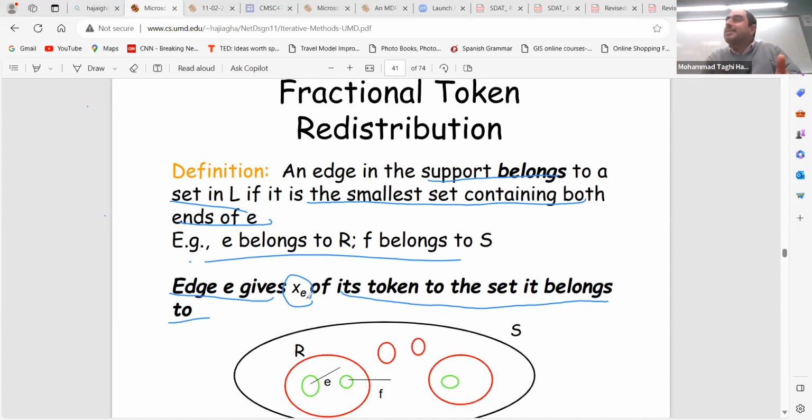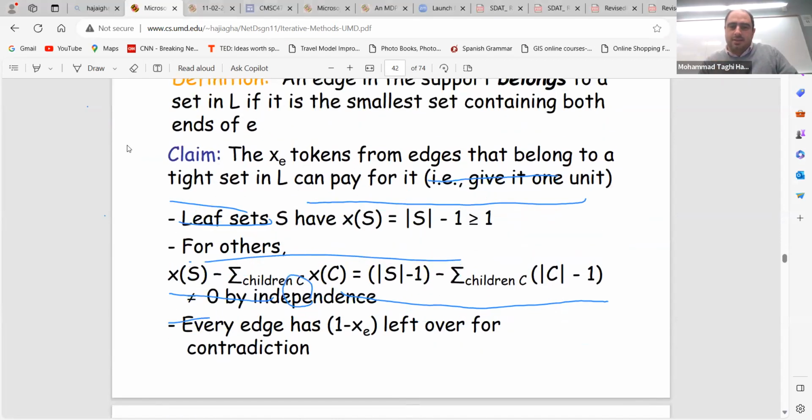Because it means that all these x_e should essentially be 1. If there is a leftover, then it means that the number of edges is more than the number of tight constraints. Good. So let's see this one, then it makes it clear.